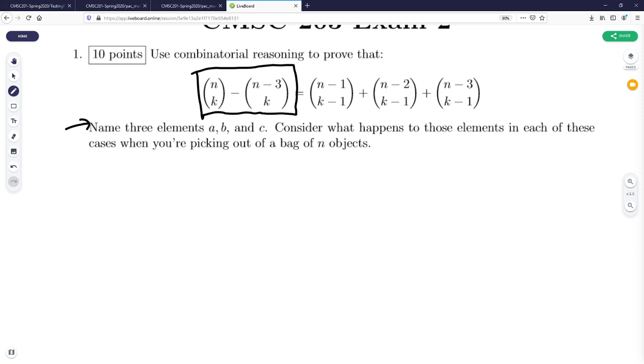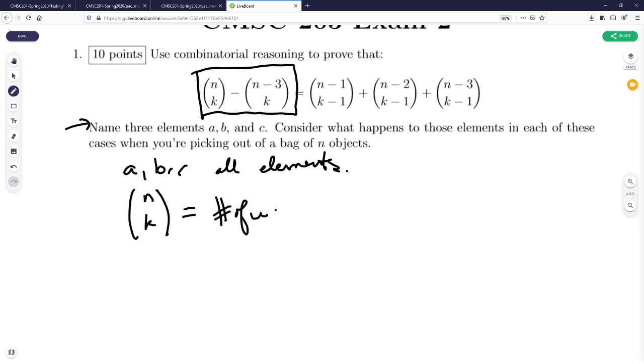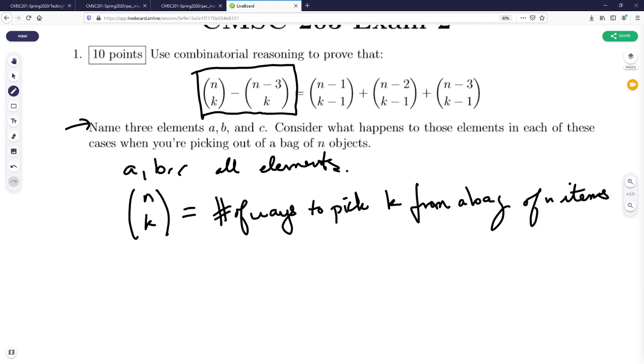So if you name three elements, if you have A, B, and C are all elements, then n choose k is the number of ways to pick k from a bag of n items, of which A, B, C are three of them. Okay, so that's the hint, is that you're going to name three elements A, B, C.